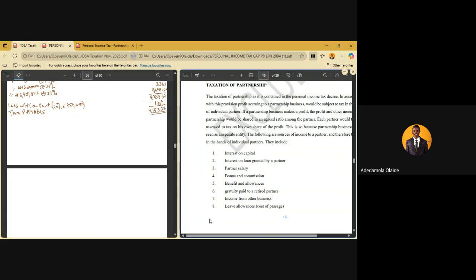So what do we do? We first need to calculate the distributable income of the partnership business. To calculate the distributable income, we'll take the net profit of the business and adjust it for tax purpose. That is, we'll add back the disallowable expenses, we'll less any allowable expense omitted, the normal way we go about it.